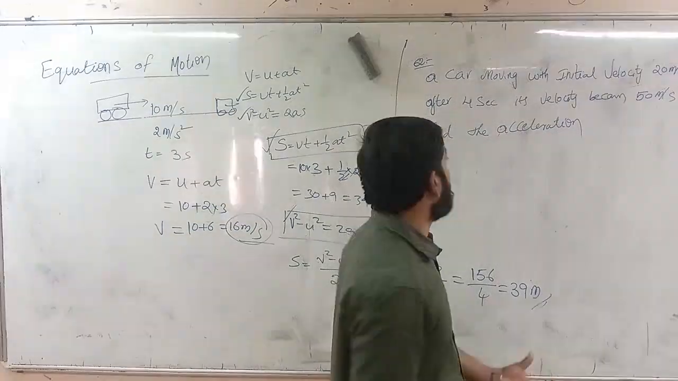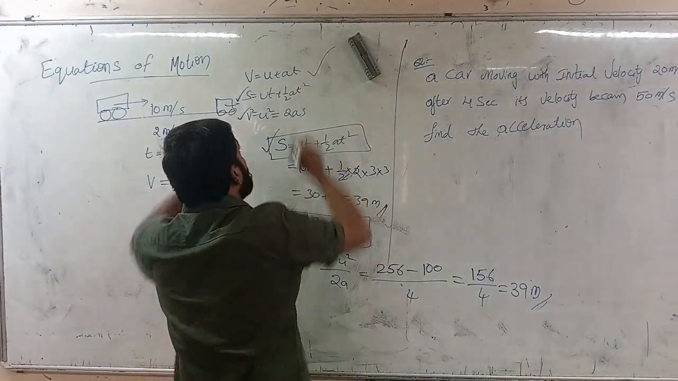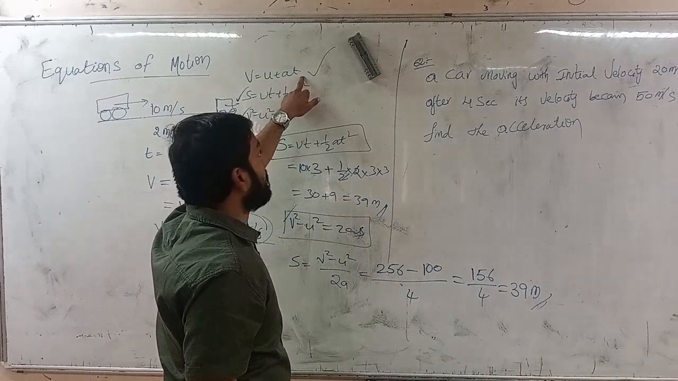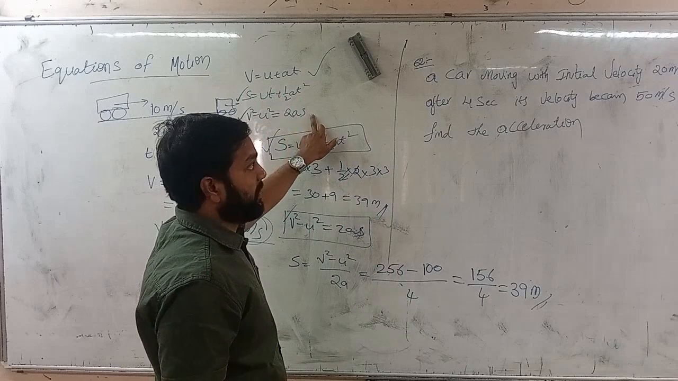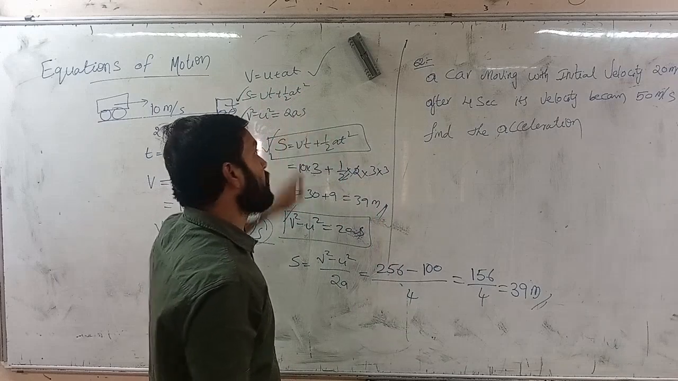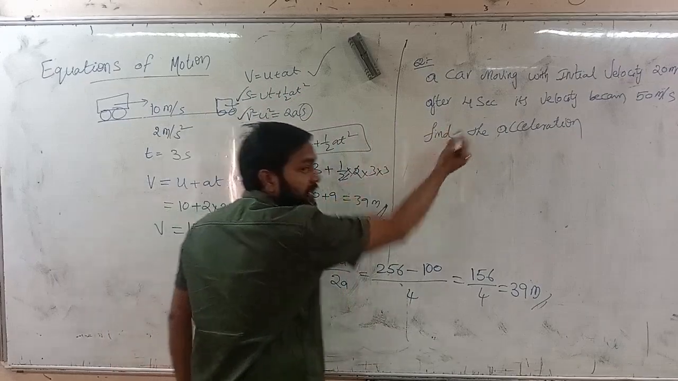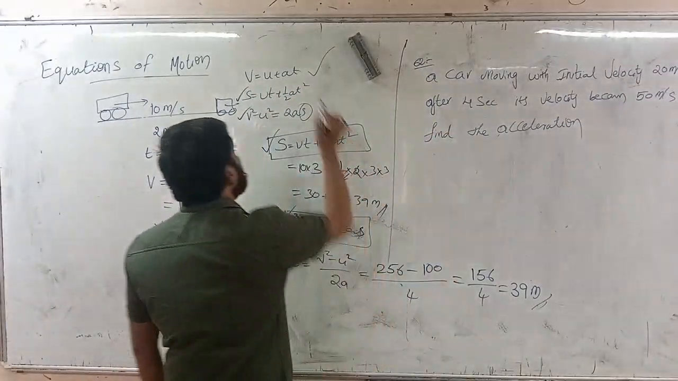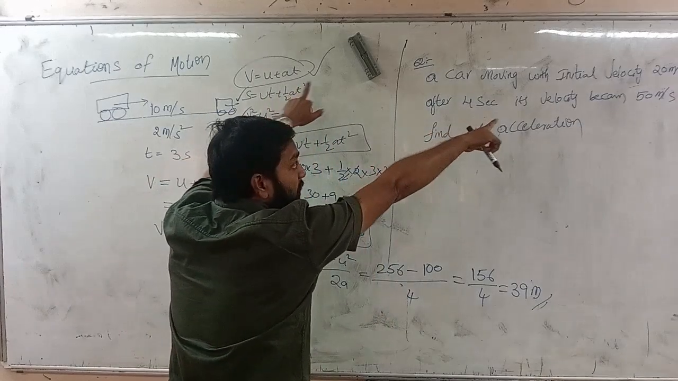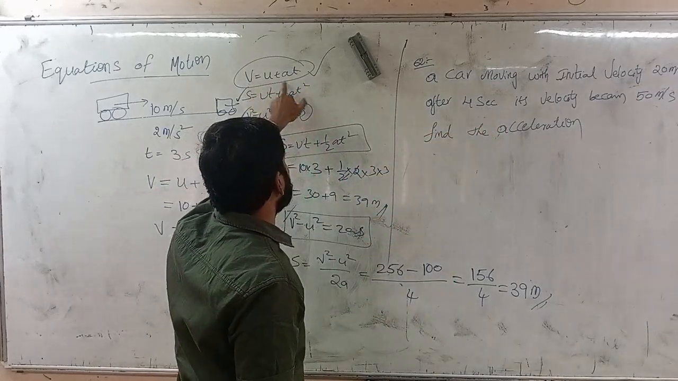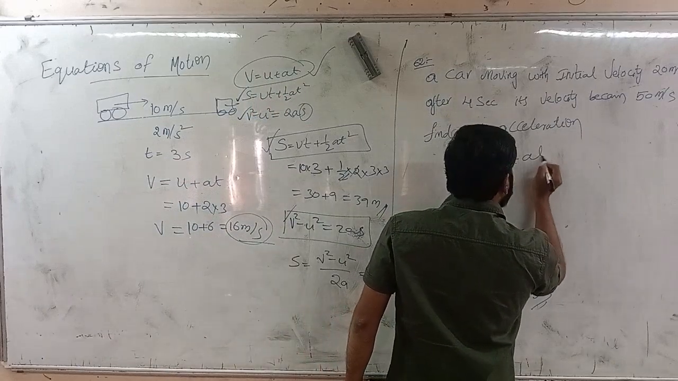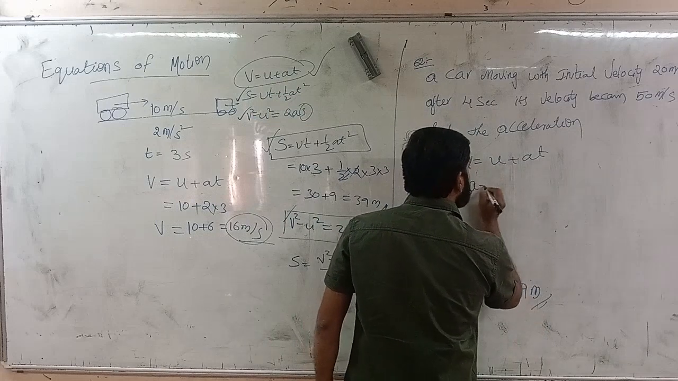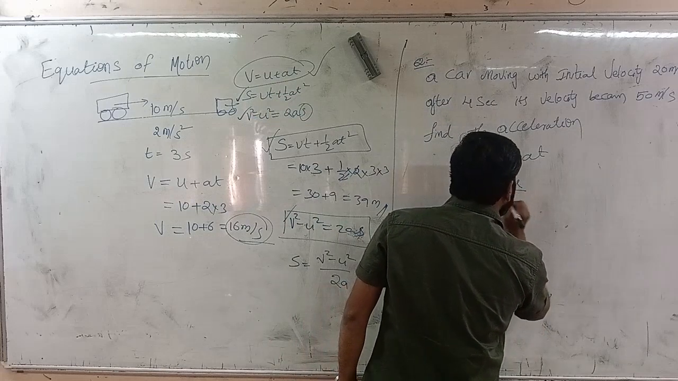Okay, so which formula should we have to use? We have to use v is equals to u plus at, or v square minus u square is equals to 2as. Should we use this? No. Why? Because here the displacement is not given in the question, so for the given data, we need to use v is equals to u plus at. So acceleration is equals to v minus u by t.